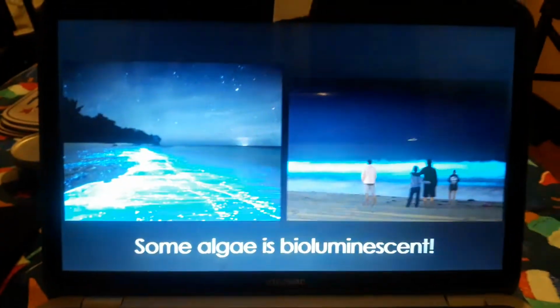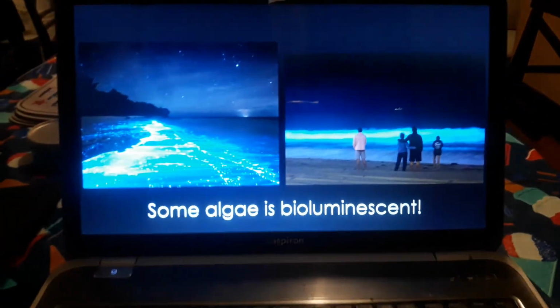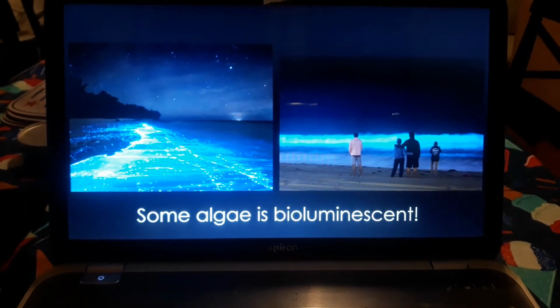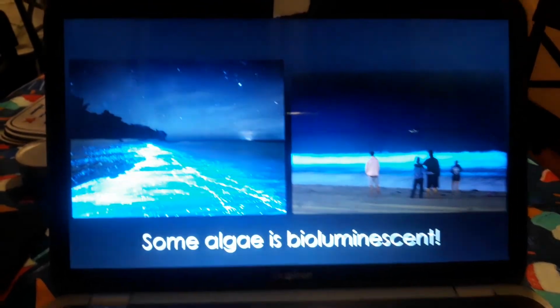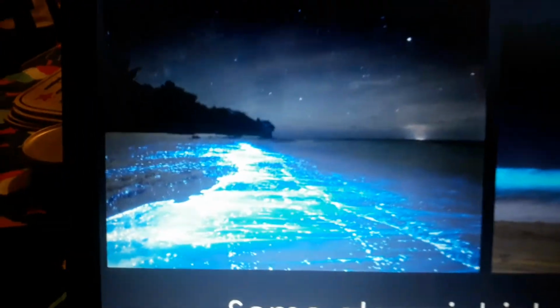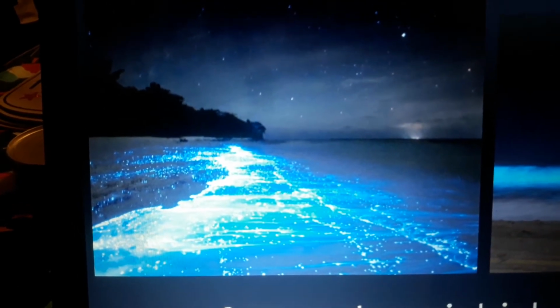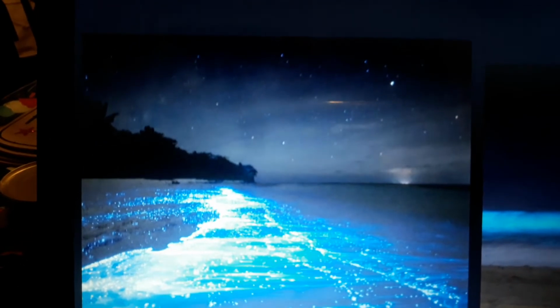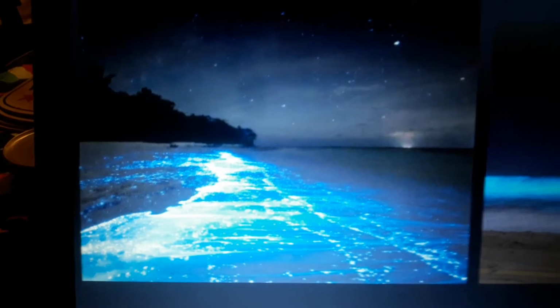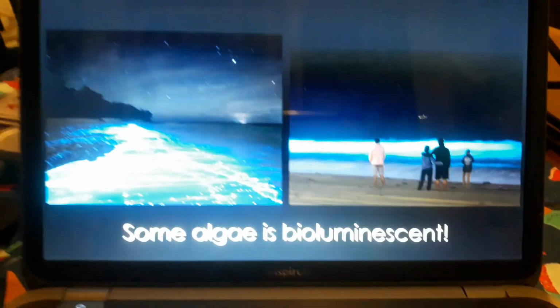And check this out. This is really neat. Some algae is bioluminescent, which means it glows. Let's see if I can get a picture here for you. Look at all that. It looks like stars in the water. Look, you have stars up above and stars down here. And here's a family checking out the bioluminescent waves that are coming in.